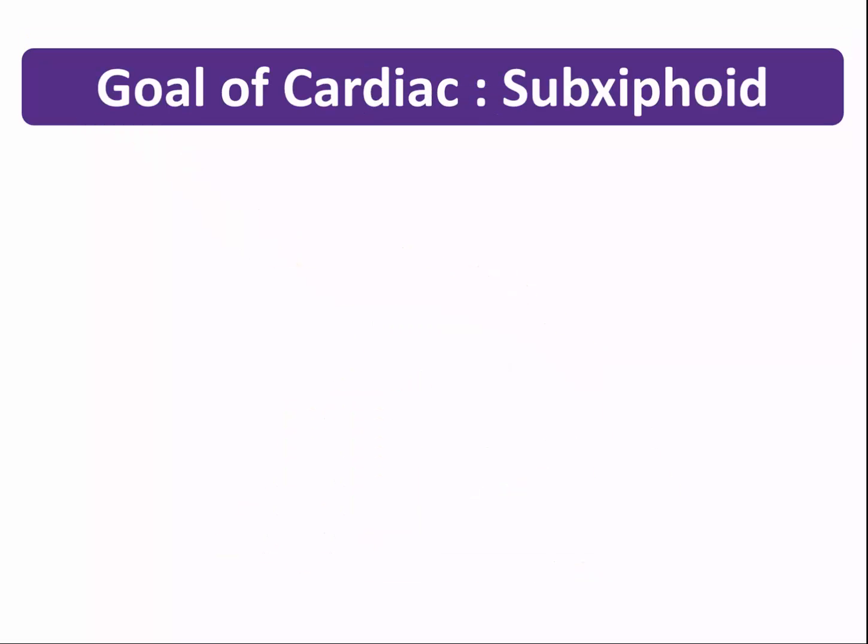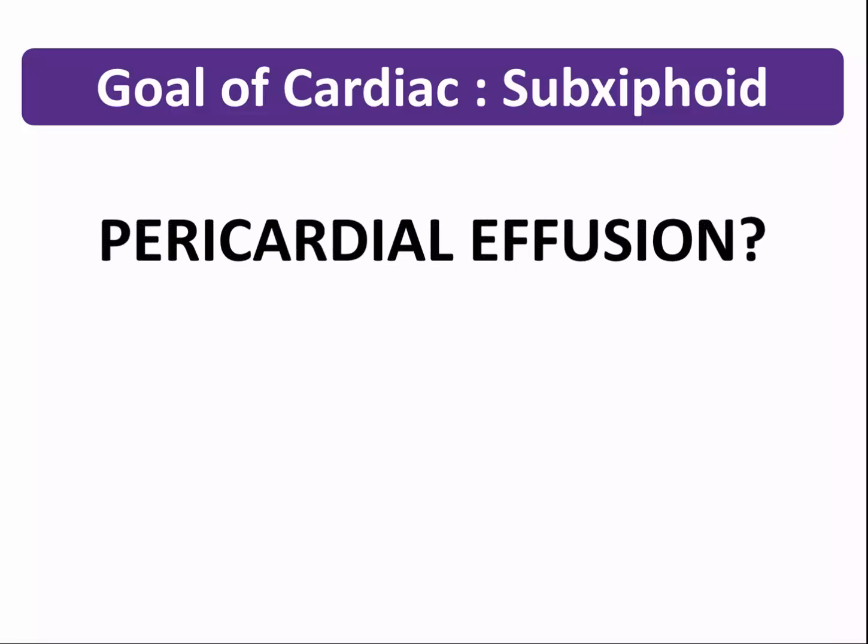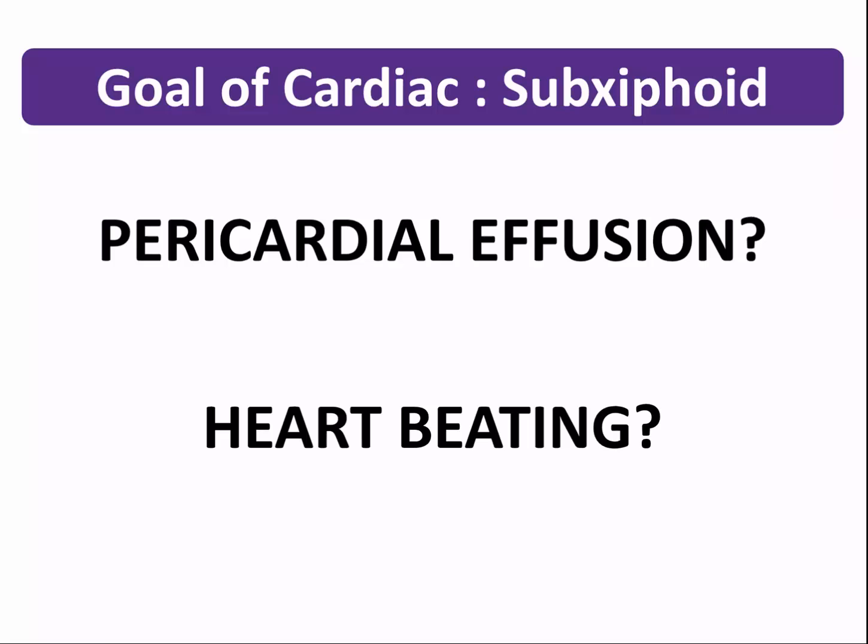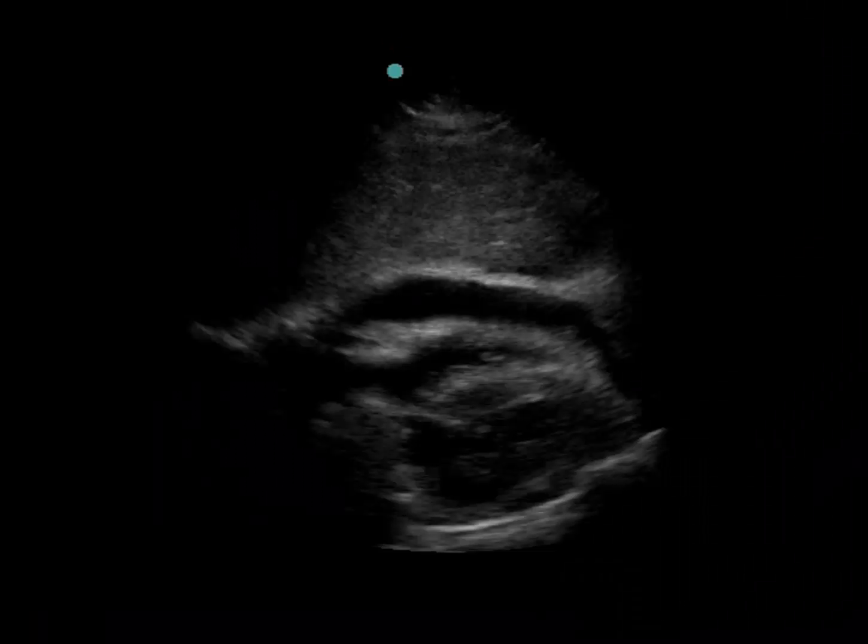Once you have identified the area of interest and you have ensured that you have done a complete sweep, now you can attempt to answer the two questions. Is there pericardial effusion, and is the heart beating? A pericardial effusion will appear as an extra black area between the thick white pericardium and the ventricular walls of the heart. Let's look at a few examples of positive studies.